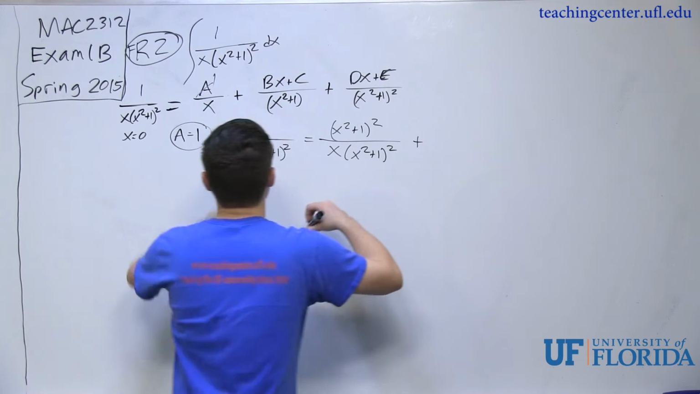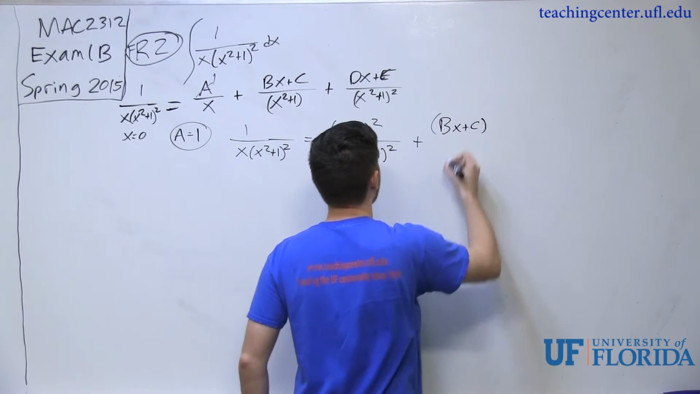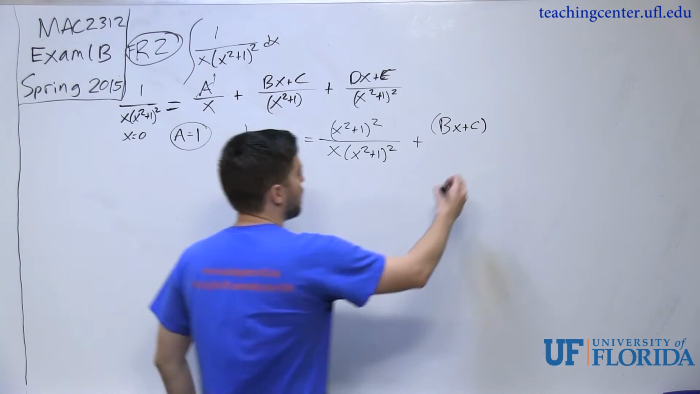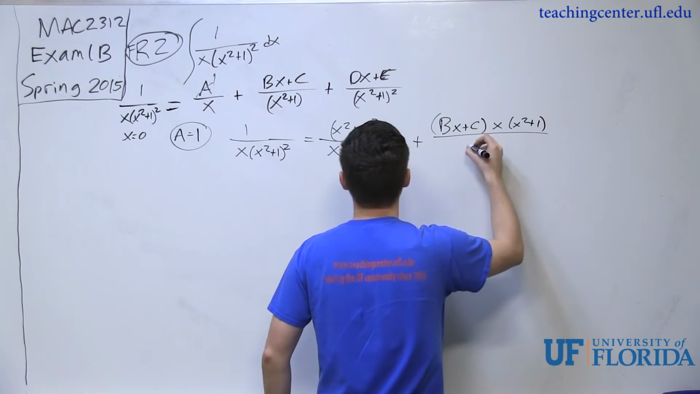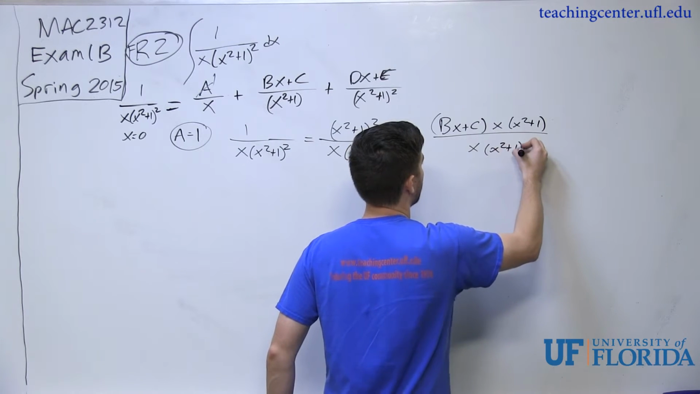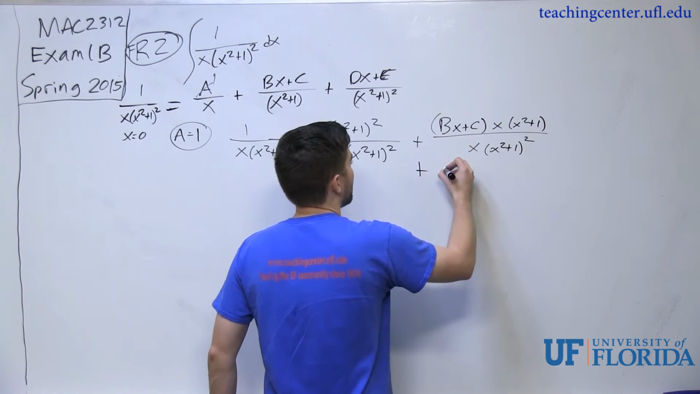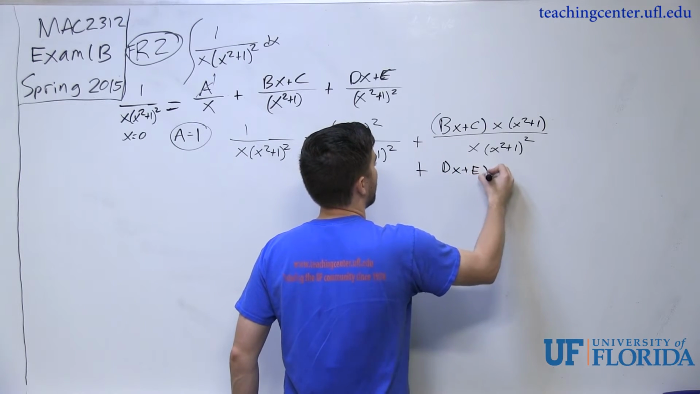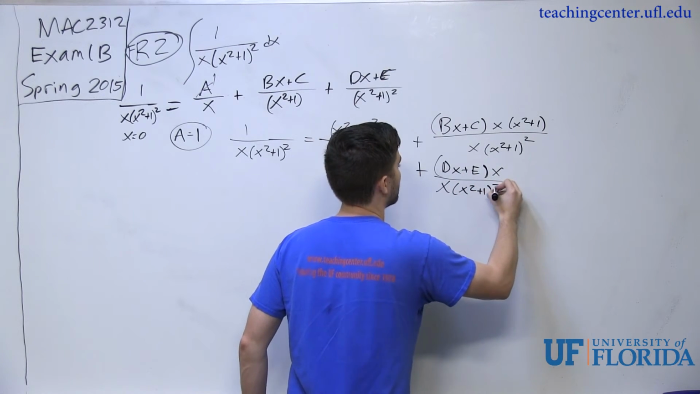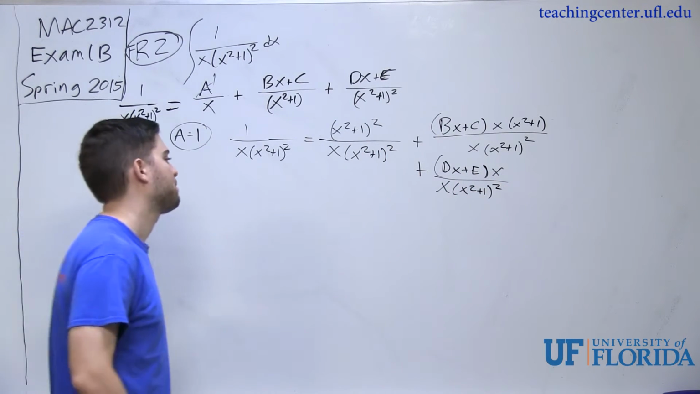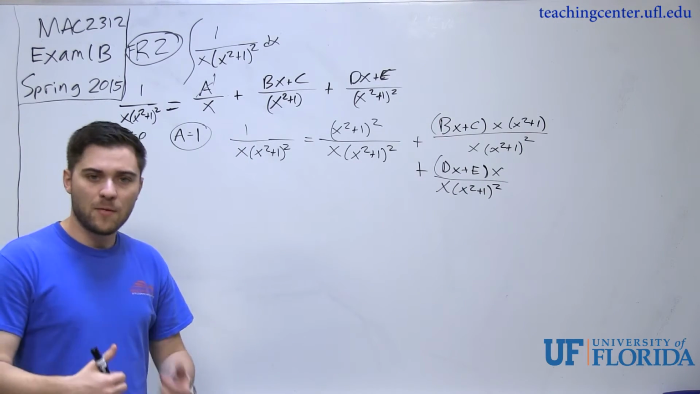That's plus Bx plus C. I don't know what those are, so I have to leave those alone. But to get a common denominator, I have to multiply by x and (x squared plus 1), and that's all over (x squared plus 1) quantity squared. Then Dx plus E is a little bit easier. This is just as simple as multiplying by x to get (x squared plus 1) quantity squared. Okay, good. So we've got everything down. Now comes the hard part. We have to go through the math.